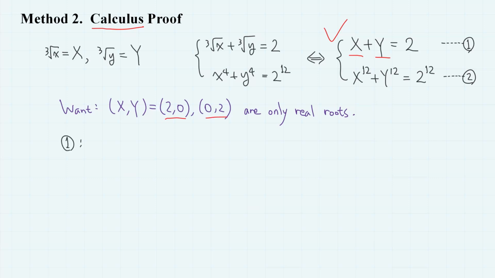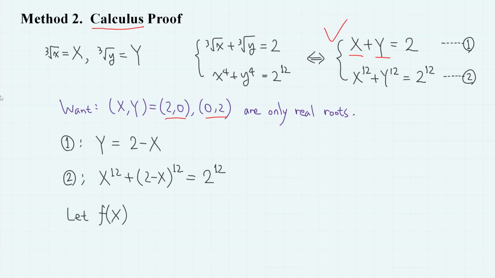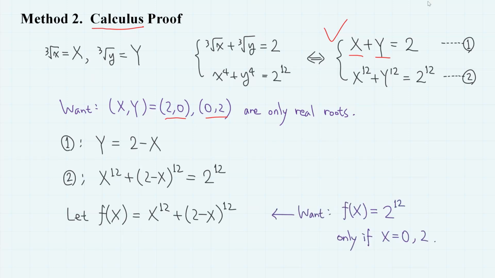We can easily eliminate capital Y from equation 1, which equals 2 minus capital X. Then equation 2 becomes capital X to the 12th power plus 2 minus capital X to the 12th power equals 2 to the 12th power. So let function f of capital X be capital X to the 12th power plus 2 minus capital X to the 12th power, and show that the function becomes 2 to the 12th power only if capital X equals 0 or 2.